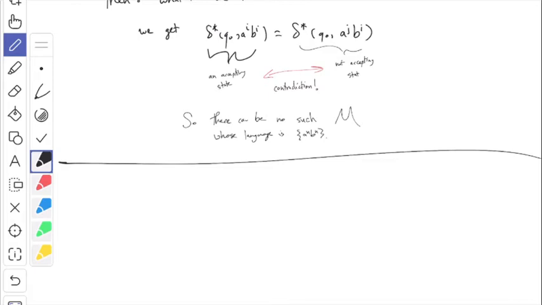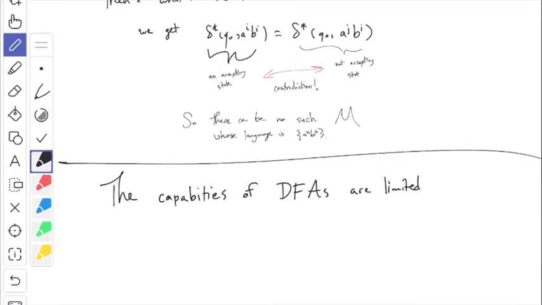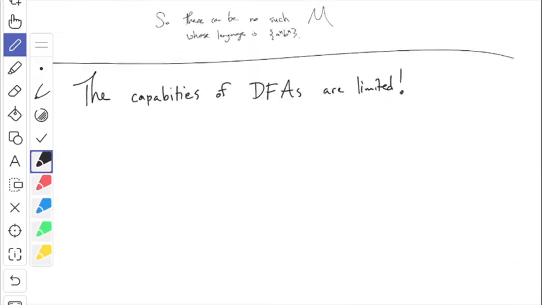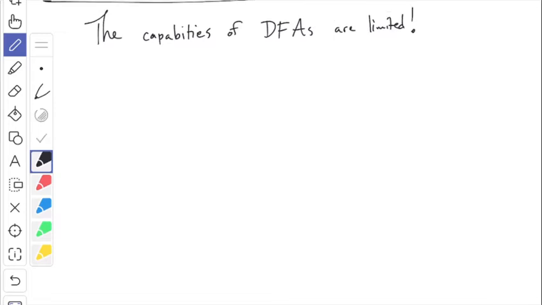So the capabilities of DFAs are limited. That's because there is such a thing as non-regular languages. There are some languages which are not regular. What that means is they cannot be the language of a DFA. In particular, even some simple ones like A to the N followed by B to the N: it's not possible to make this the language of a DFA. So we are going to talk about other types of machines, at least three or four other ones over the course of the semester.